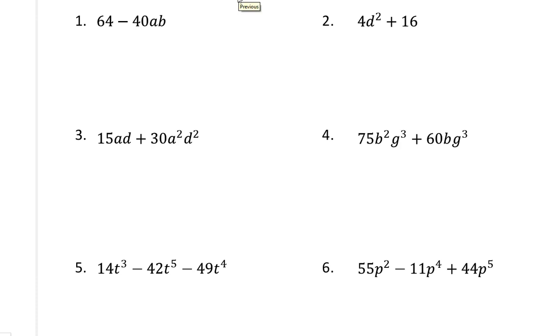I want you to do these 6 problems. I guess there's 8 problems. Then I want you to come back and check your work once you are finished.